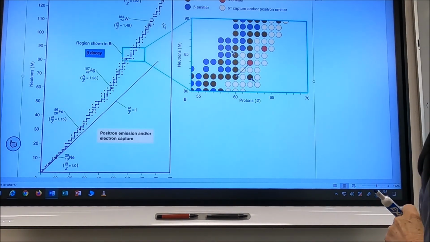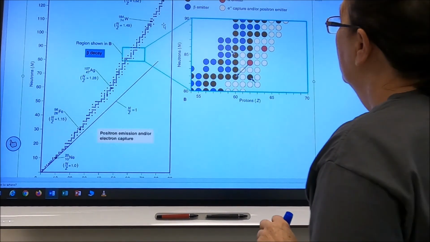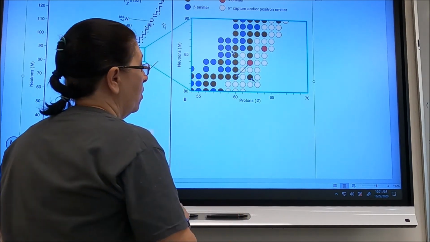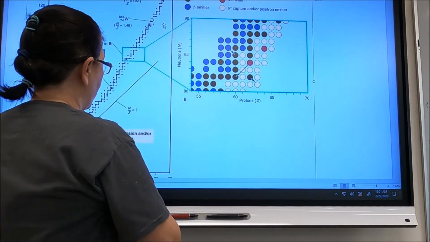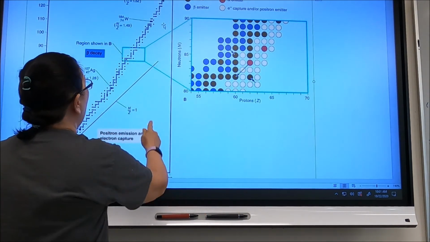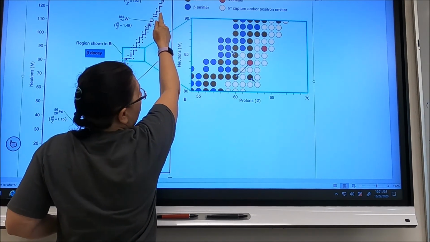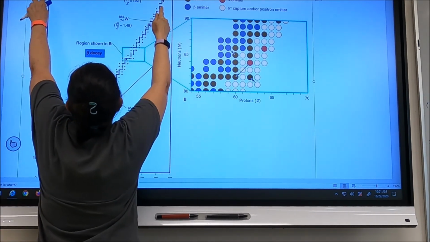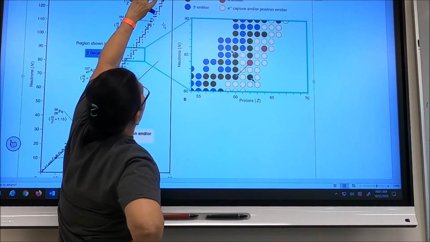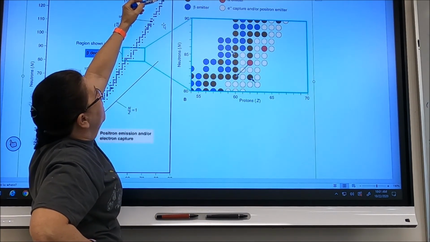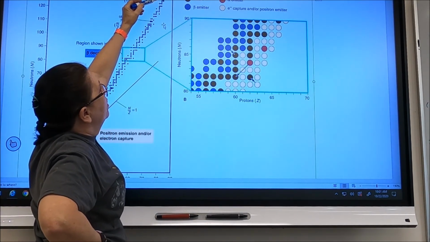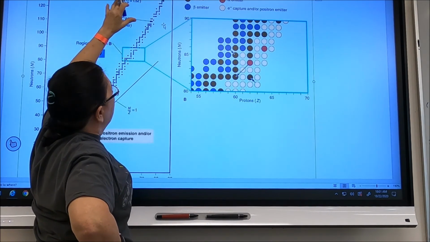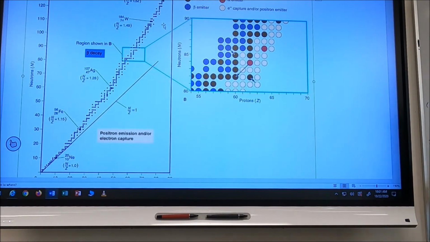With lead-212, where we have 130 neutrons, if I come out here to 82 and I'm looking at 130, I'm right in here, okay? That means that I'm on the beta decay side of things.